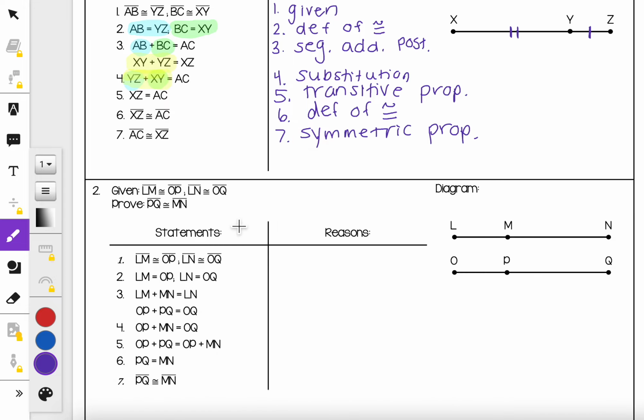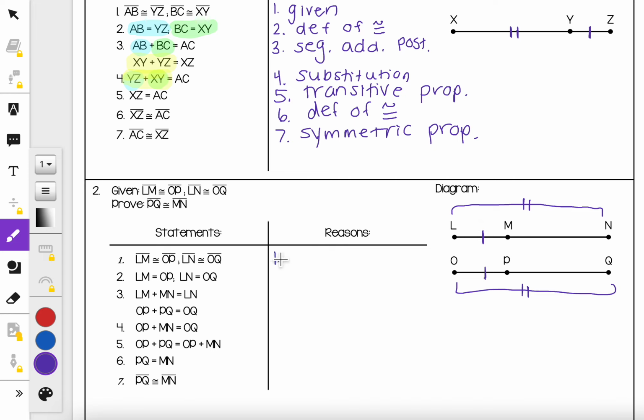Now, number 2 is going to be similar, just a little bit different. Okay, so if I look at my given information, I see that segment LM is congruent to segment OP, and then segment LN, which is the whole segment, is congruent to OQ, which is the whole segment. Okay. I want to prove that PQ is congruent to MN. All right. So now I know the wholes and one of the parts are congruent. I want to prove the other parts.